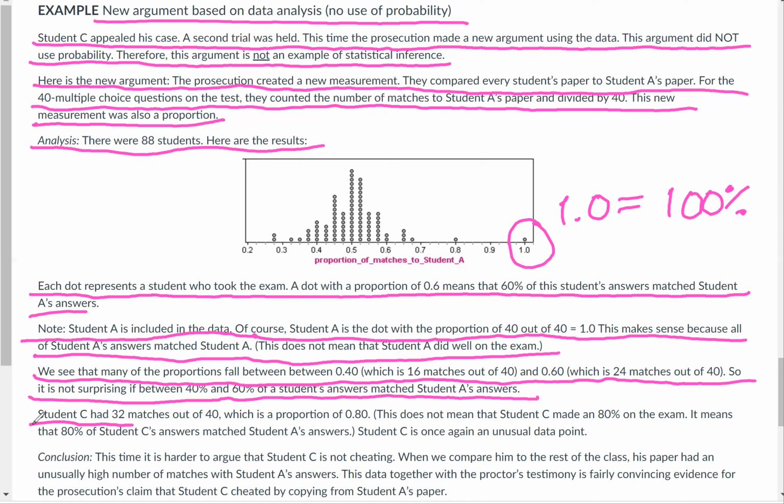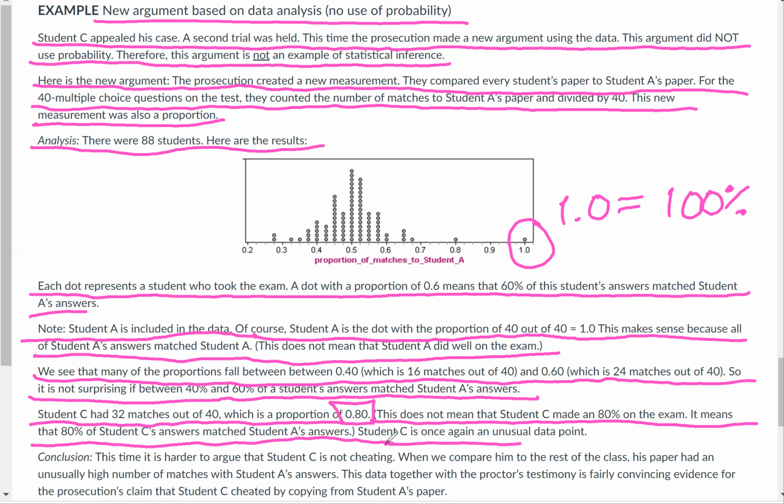Student C had 32 matches out of 40, which is a proportion of 80%. So now we're talking about answers in general, not just wrong answers. The first argument they made was just about their wrong answers. They had 13 out of 16 of the same wrong answers. Now, out of all their answers, right or wrong, 32 out of 40 matched. This does not mean that student C got 80% on the exam. It means that 80% of student C's answers match student A's answers.